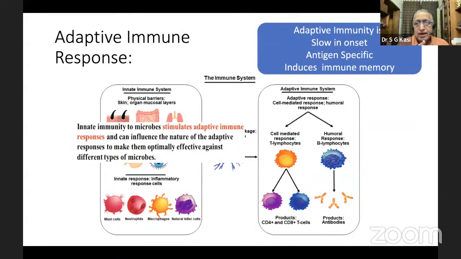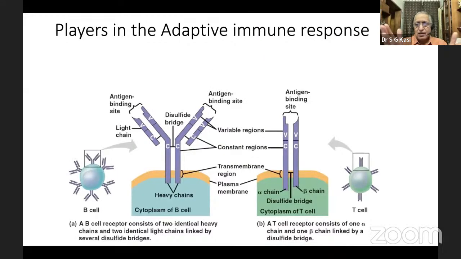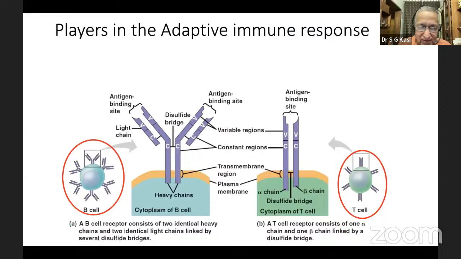Now, in contrast to the innate immune response, the adaptive immune response is slow in onset, that was fairly rapid. It is antigen specific, that was antigen non-specific. Here, there is induction of immune memory, which was not there with the innate immune response. Now, let's look at the players in the adaptive immune response. We are mainly concerned with two cells, the B cells and the T cells.